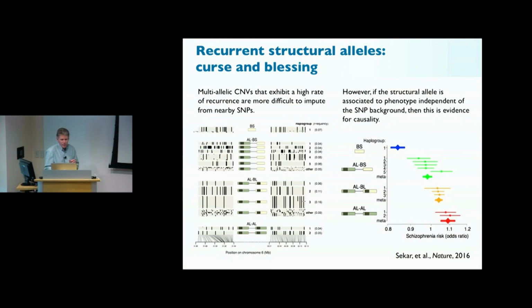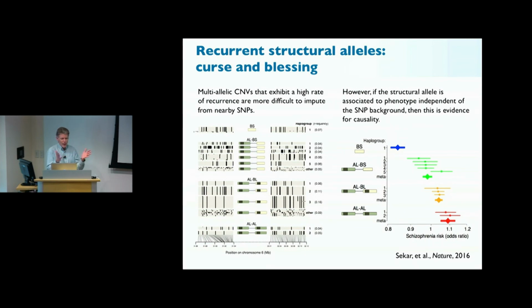And I'm going to spend just a minute on a really important theme that Ashwin found and utilized in this work. It's this idea that we've talked about how these multi-allelic CNVs are recurrent, and this makes them difficult to impute, right?